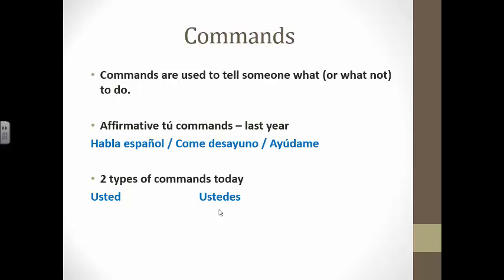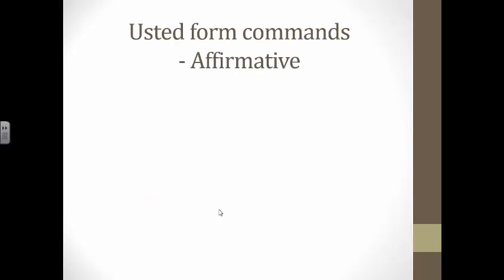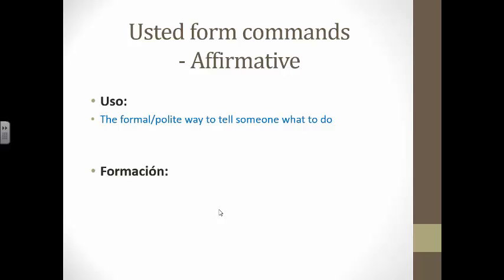Okay, so let's go to our note guide now, and let's talk about usted form commands. You'll notice it says usted and there's an A and an N. The A stands for affirmative. That means you are telling that person what to do. So in your usage box, please write down that this is the formal or the polite way to tell someone what to do. And then in your formation box, it's got several steps. And this is much different than forming an affirmative tú command.